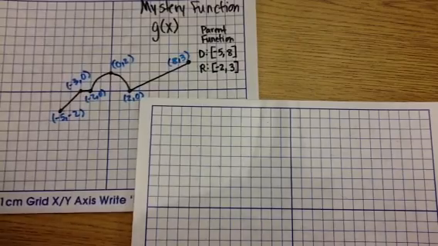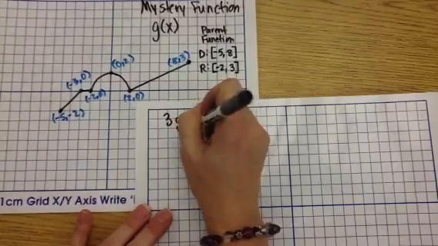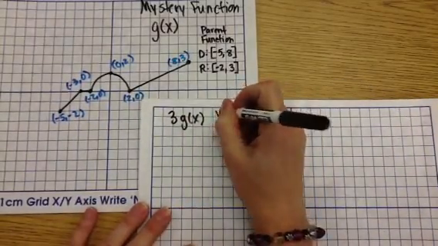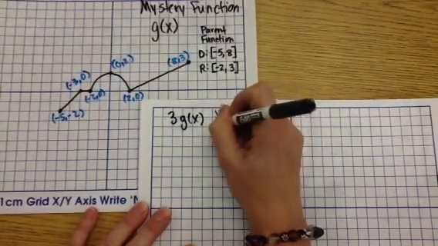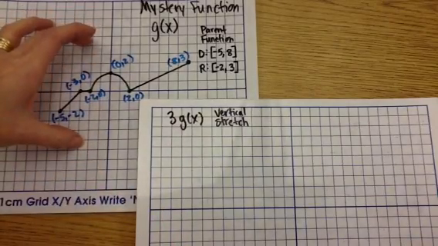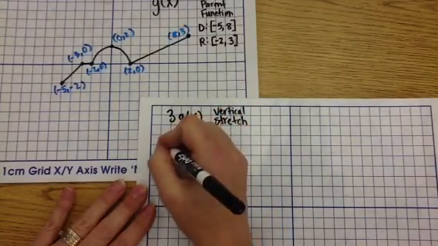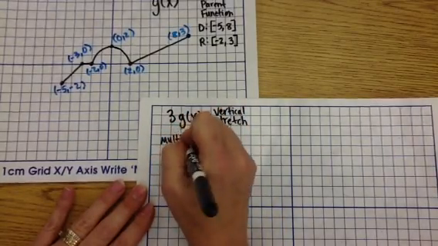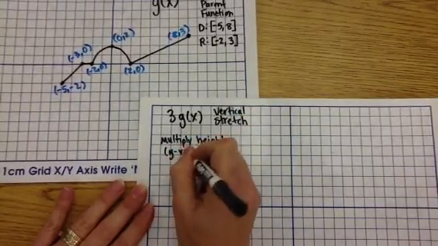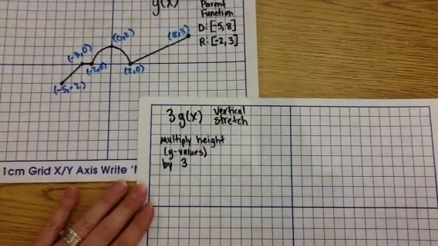In our first transformation, we are asked to find 3g(x). Now this transformation is 3 times g of x. That is a vertical stretch. So in order to take our mystery function and do a vertical stretch, we're going to multiply each y value, multiply the height, which is the y values, by the value of the stretch, which is 3.